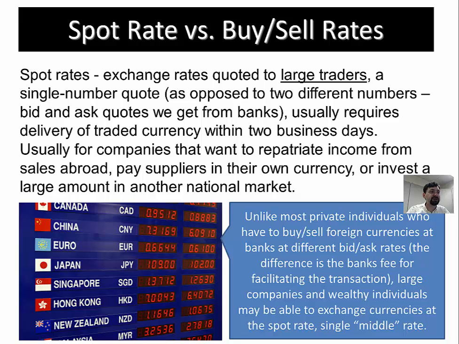So for example, on this picture here, you can see that if you wanted to buy Canadian dollar, you would be paying 95 cents for each of them. But if you wanted to sell Canadian dollar, you will get only 88 cents. And the difference between those two numbers is what we call the spread. And usually the spread kind of shows you how risky the currency is.